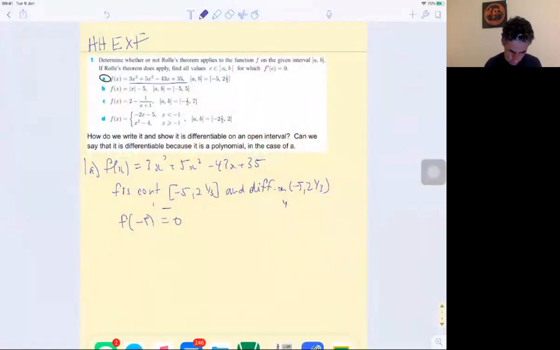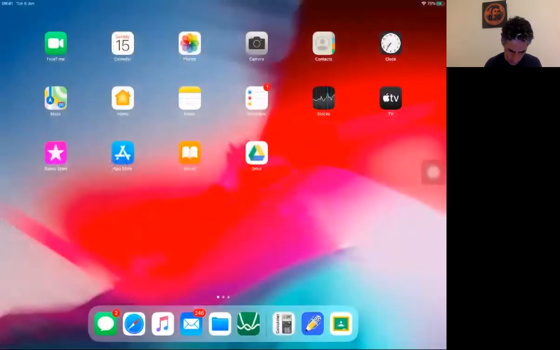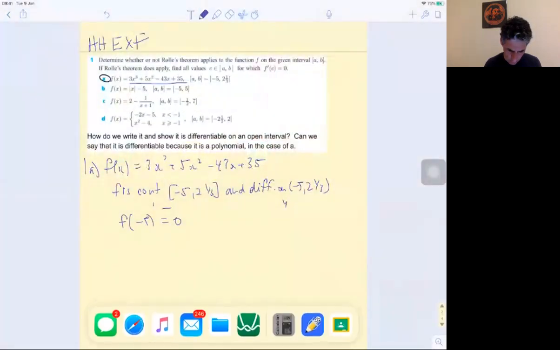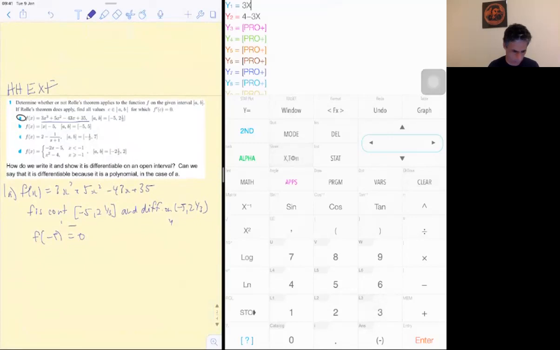Let's see here if we can do it this way. Hold on one sec. The calculator is right in the corner here. There we go. We'll clear that out and put the equation in. It's supposed to be 3x to the power of 3 plus 5x squared minus 43x plus 35. Okay, and we'll go to the graph, I guess.